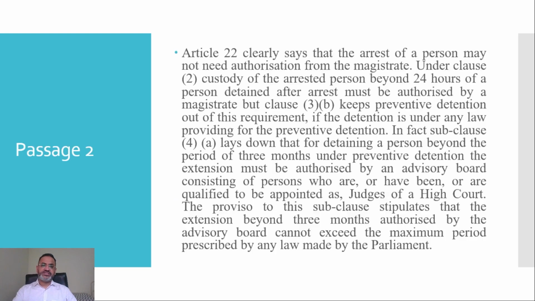Now we'll see passage 2, which is about Article 22 and the procedural safeguards provided therein. So Article 22 clearly says that arrest of a person may not need authorization from the magistrate. So Article 22, apart from preventive detention, also talks about arrest. So Article 22 says that arrest of a person may not need authorization from the magistrate.